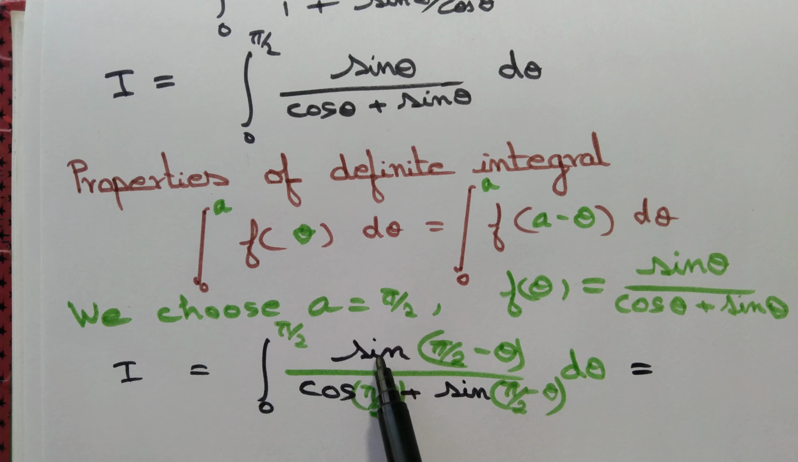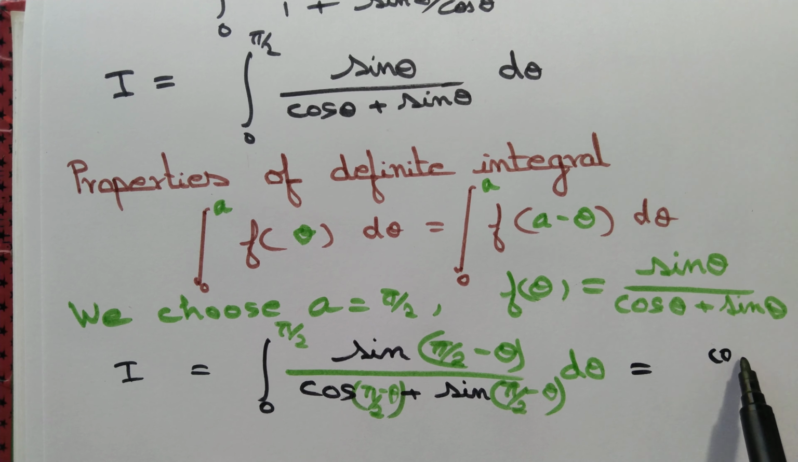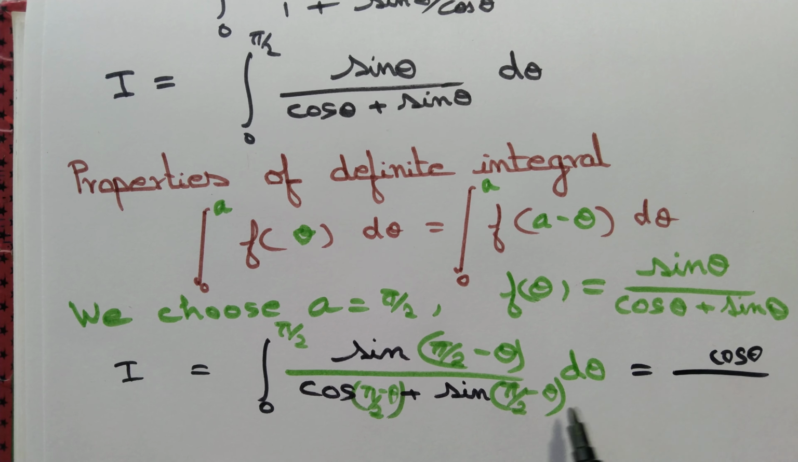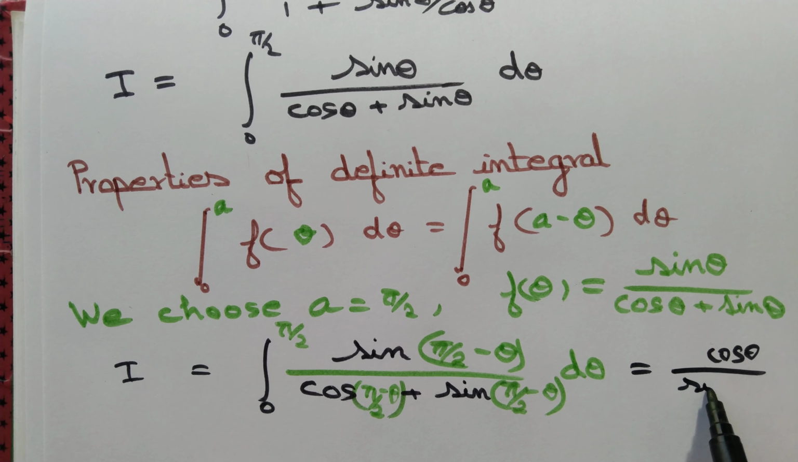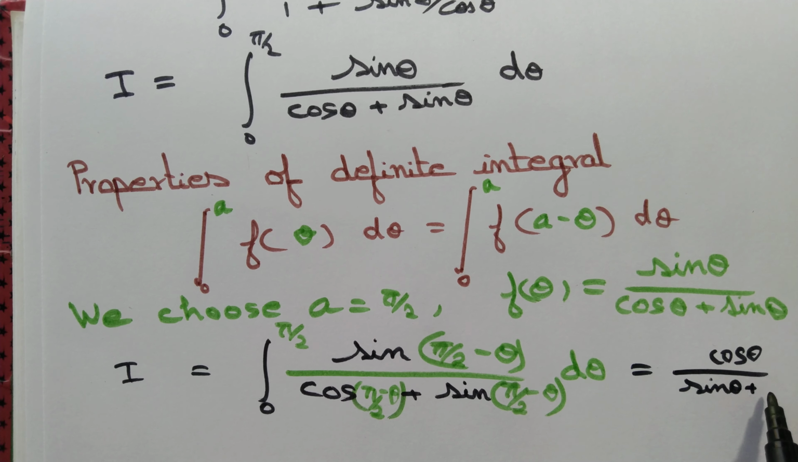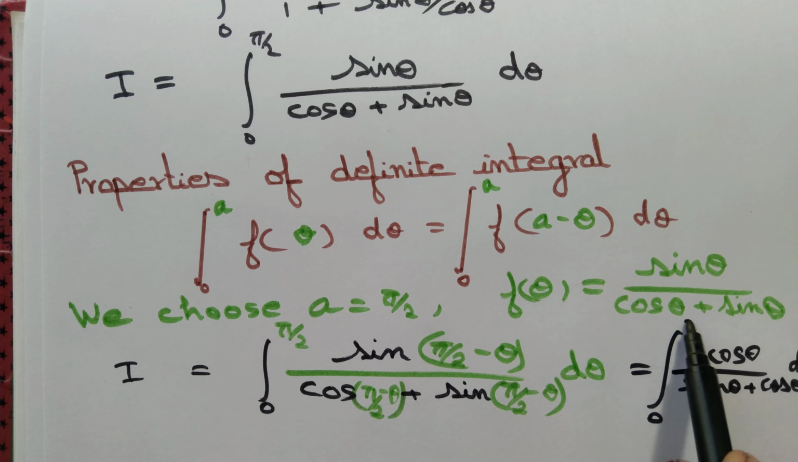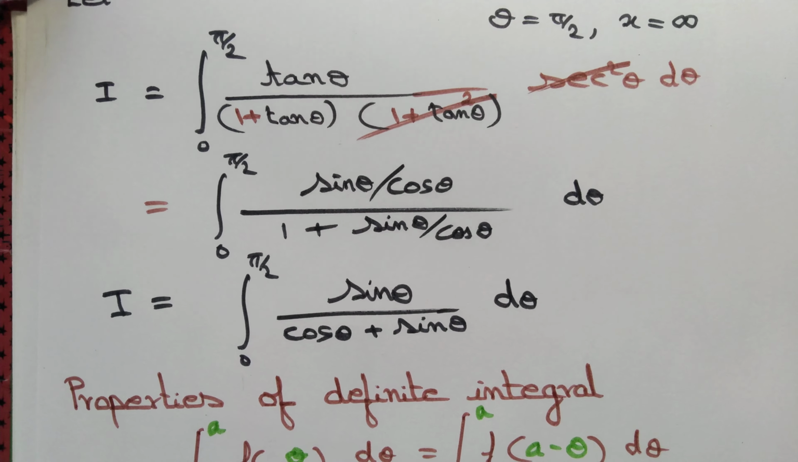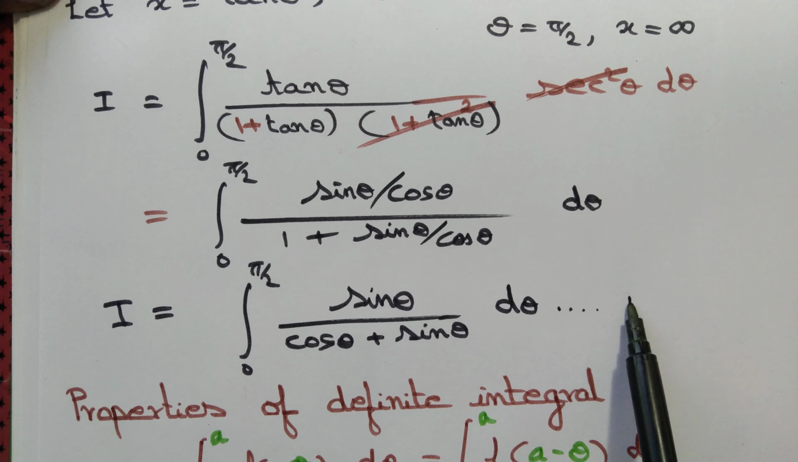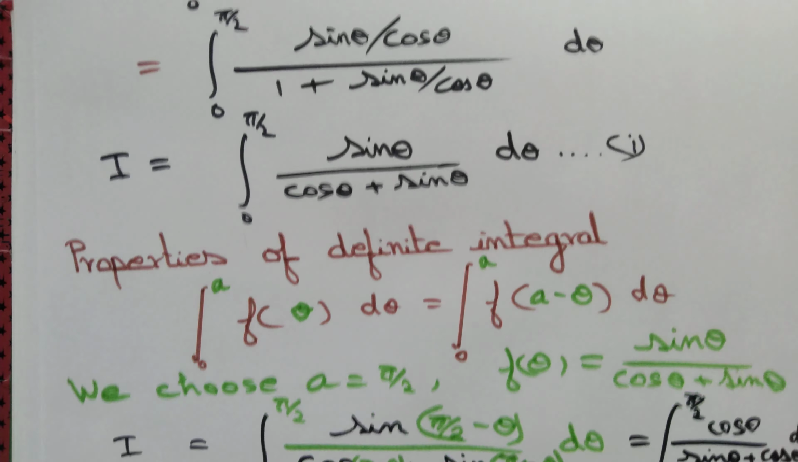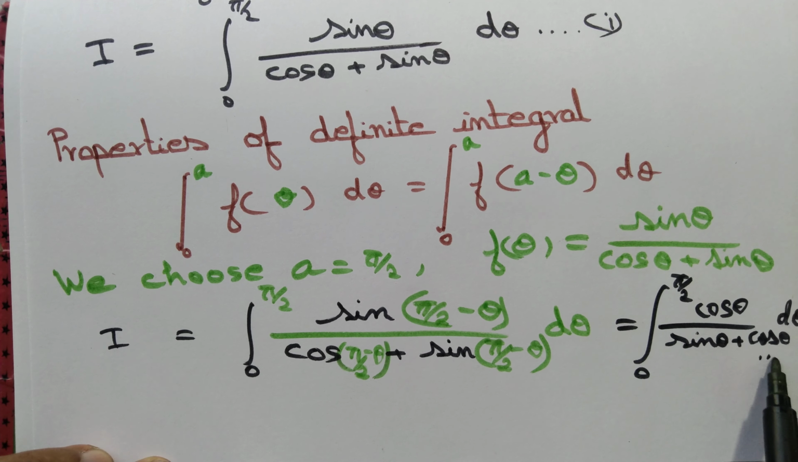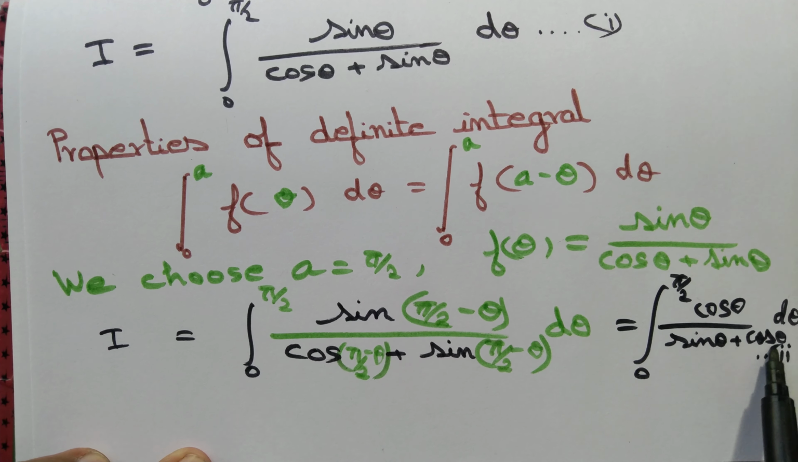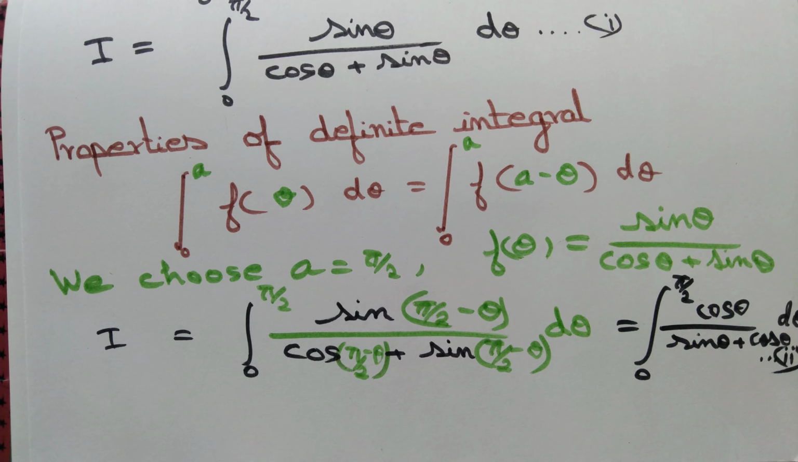Now we know that sine of 90 degrees minus theta is cos theta, and cos of 90 degrees minus theta is sine theta. d theta copied, 0 to pi by 2 copied. Okay, let's call this integral 1 and this integral 2, and we add equations 1 and 2.